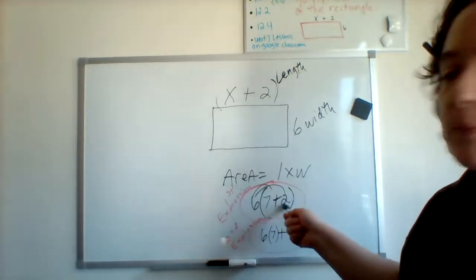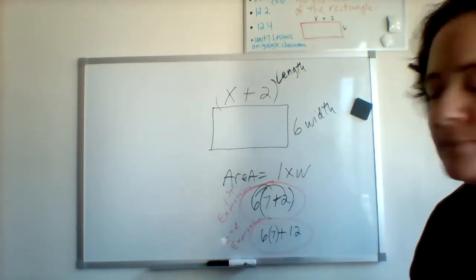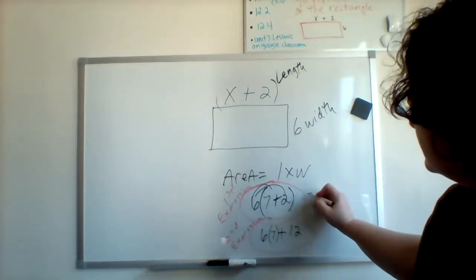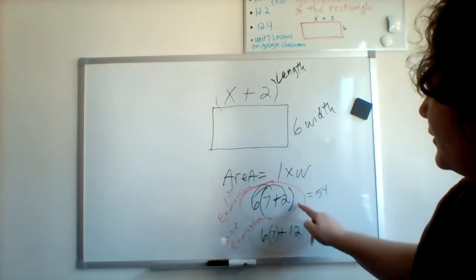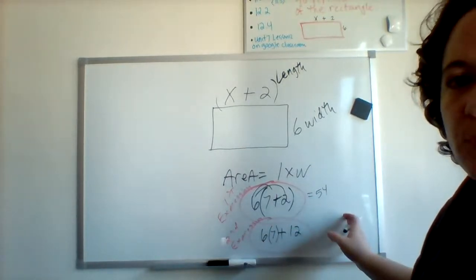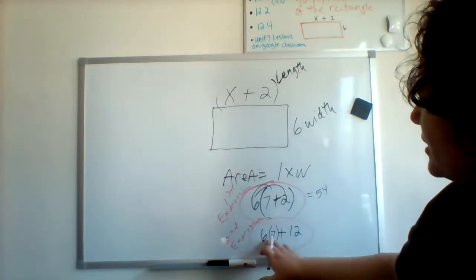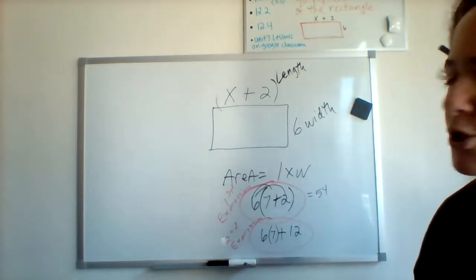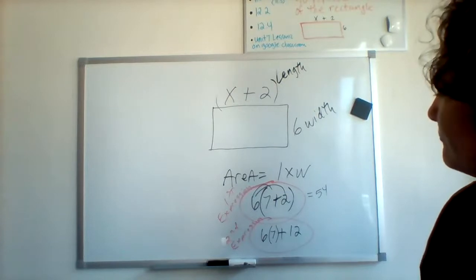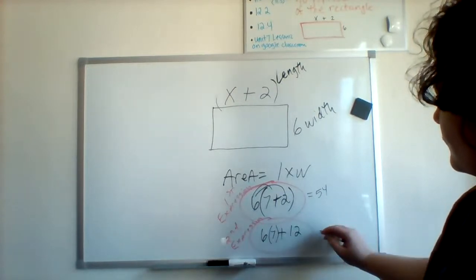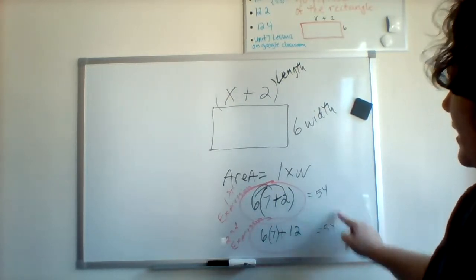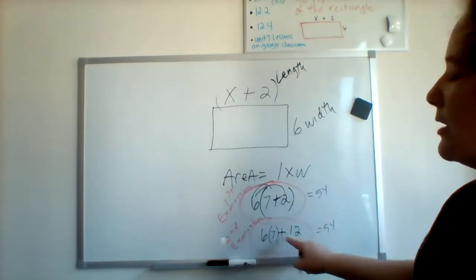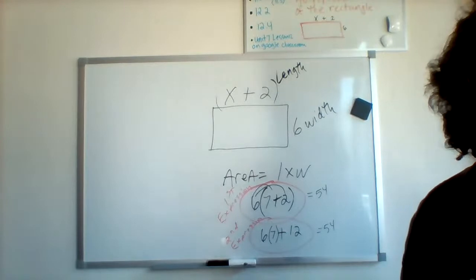So what is 7 plus 2, folks? 7 plus 2 is 9. What's 9 times 6? 54. If they're equivalent expressions, I'm supposed to get 54 again. So what is 6 times 7? 6 times 7 is 42. What's 42 plus 12? It's also 54. So that means that these two equivalent expressions were correct.